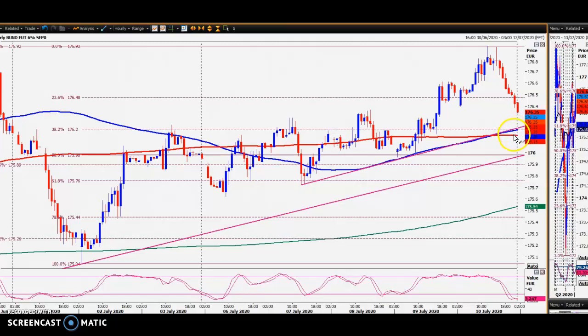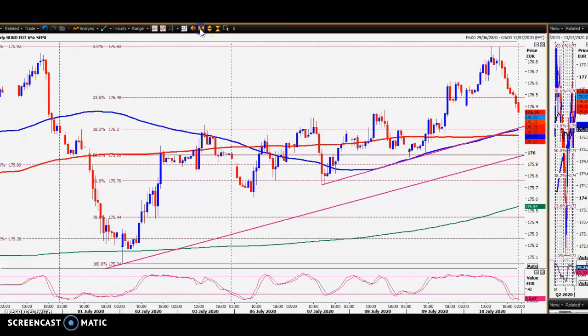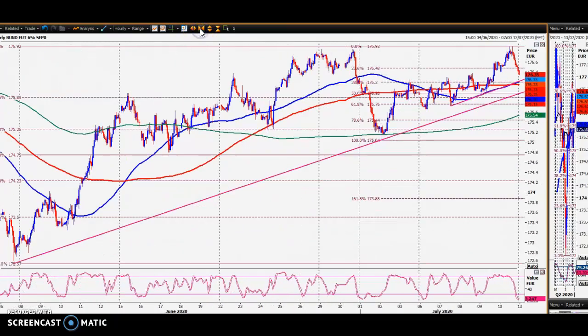I would suggest trying a long at 176.20, 176.10, maybe stop below 175.95. That's just below this more important trend line going back to the 8th of June, so that's over a month old. Stop below the trend line, so if you stop at sort of 175.95, that should give you enough room just in case we overrun that level, which of course does happen.